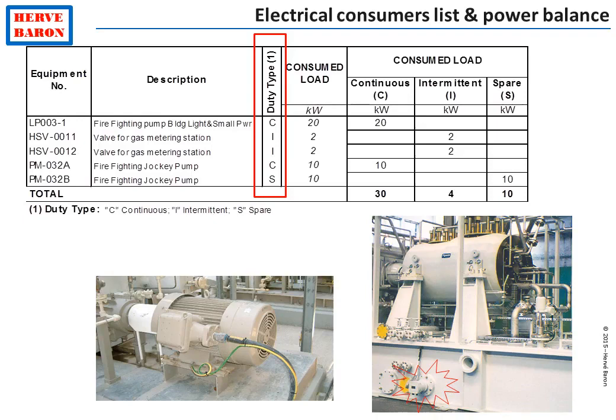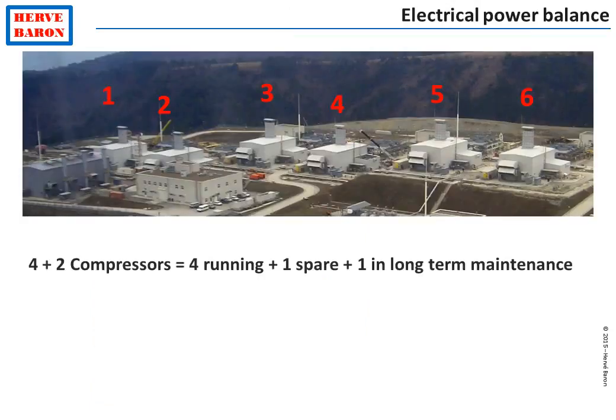Electrical discipline coordinates closely with process to identify which are the most demanding process operating scenarios in terms of electrical power consumption. Let's consider, for instance, the case of this compressor station. It has 6 compressors in a 4+2 configuration. This means 4 compressors are running, 1 is spare in hot standby, and 1 is available for long-term maintenance.